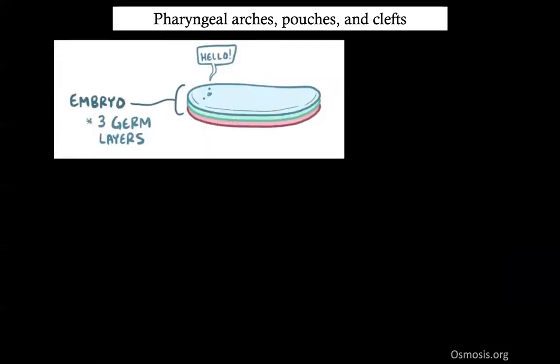This is the first embryological structure I want to speak about. There are hundreds and hundreds, but the most important are probably the pharyngeal arches, pouches, and clefts. Let's start with the embryo, again from osmosis.org. You have three germ layers: endoderm, ectoderm, and mesoderm.